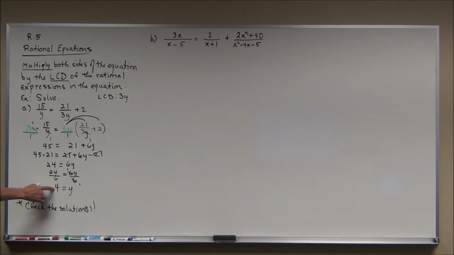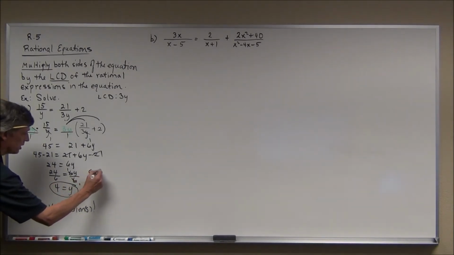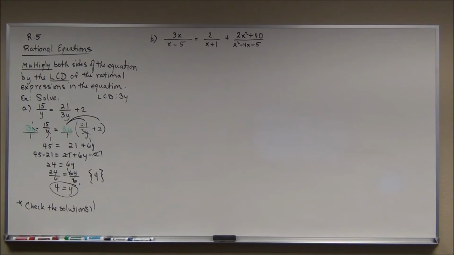4 won't do that. If I go back here and plug a 4 in for the variable, neither denominator is going to turn into a 0. But if my answer, let's say, had been y equals 0, and I plug back in, I get 0 in the denominator, and that's no good. In that case, it's called extraneous, but this is a good answer. I'm going to go ahead and circle this. Again, if you want the solution set, just use the braces there to indicate that.